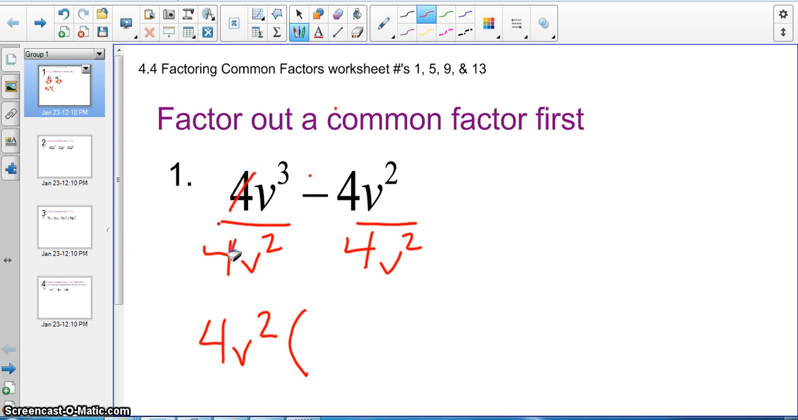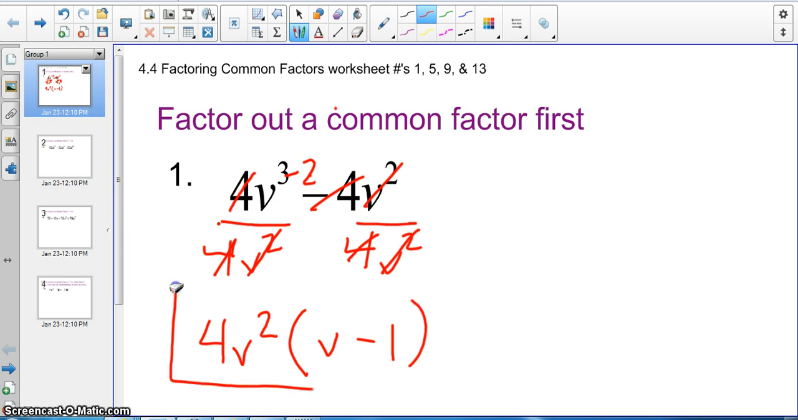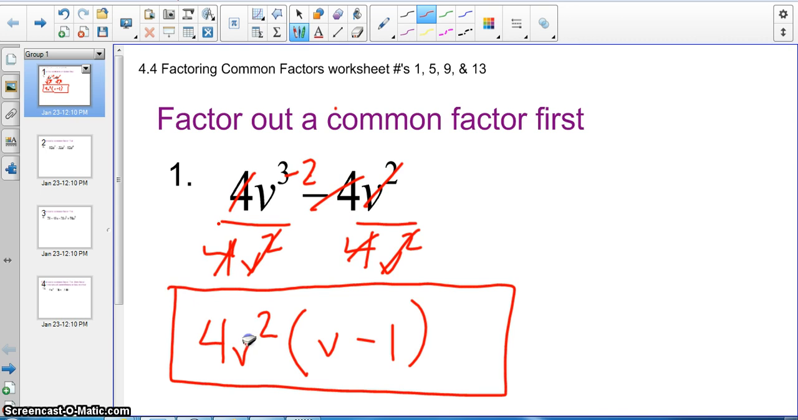4 divided by 4 is 1. I had 3 v's. I'm taking 2 away, so I'm left with a v. Negative 4 divided by 4 is negative 1. Then v squared over v squared, these will cancel each other out. There's my final answer. I have just factored the greatest common factor out of both terms. So I have 4v squared, parentheses v minus 1. We'll think about, can you break this down any farther? No. This is in simplest form.